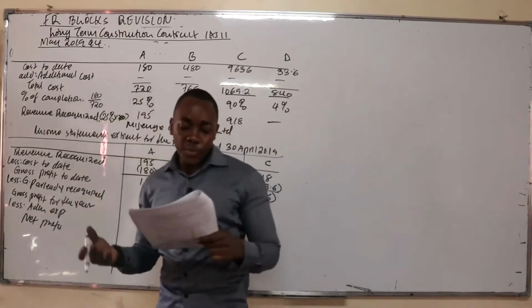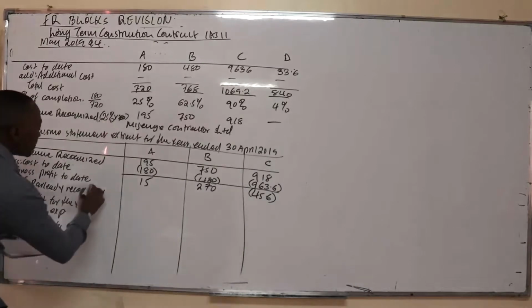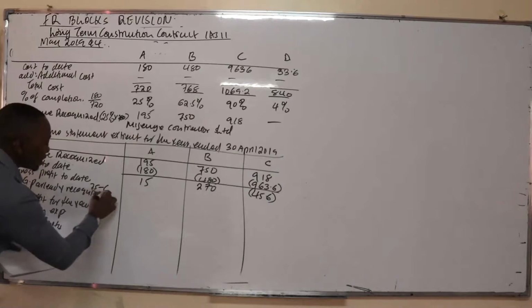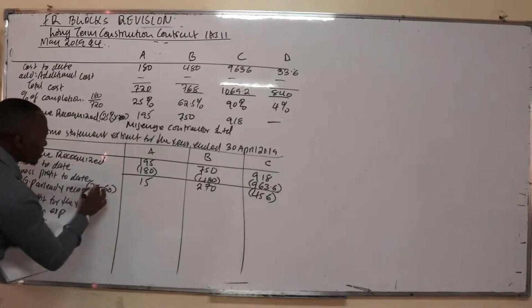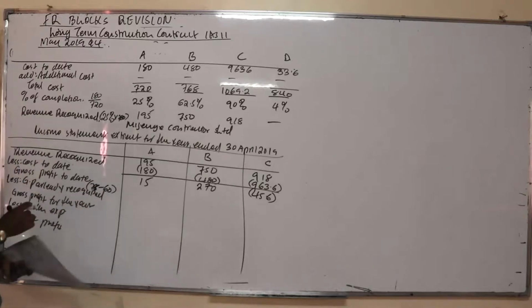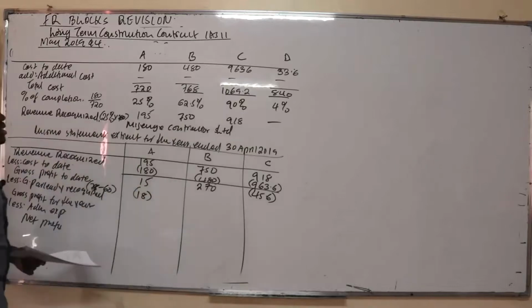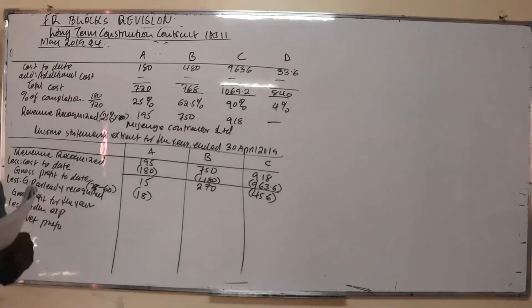For example, for A, revenue recognized in the previous period was 75. And the cost recognized in the previous period was 16. Hmm, so that means in the previous period, they had already recognized a gross profit of 18. You deduct that. For B, you'll be taking 180 minus 72, and 180 minus 72.